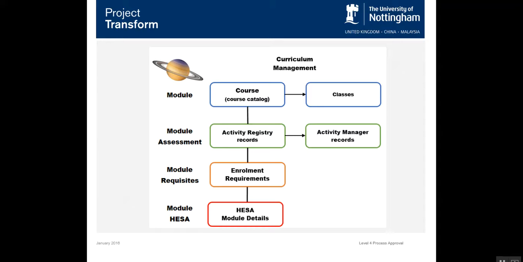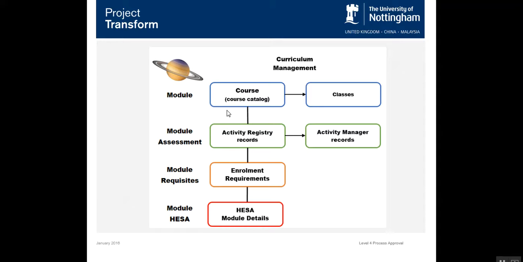So again, this all comes under the same module record in Saturn, but in Campus, these are defined in a separate area, a separate record called an enrollment requirement. So this could be the requisite for module A is that you must have completed module B, or probably the other way around. Or it could be that to do module A, you must have A-level maths. So this is all defined within the enrollment requirement, and that requirement is attached to the course.